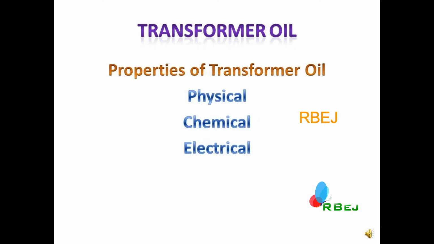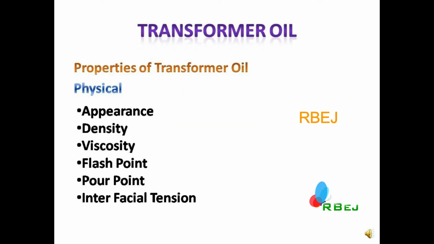Properties of transformer oil: 1. Physical. 2. Chemical. 3. Electrical. 1. Physical: 1. Appearance. 2. Density. 3. Viscosity. 4. Flash point. 5. Pour point. 6. Interfacial tension.